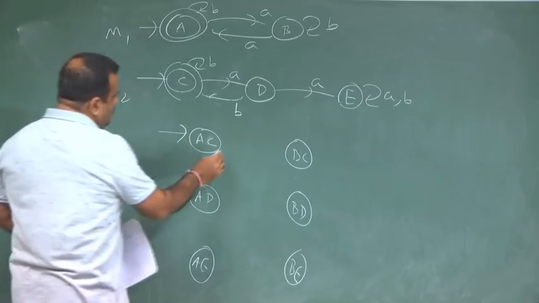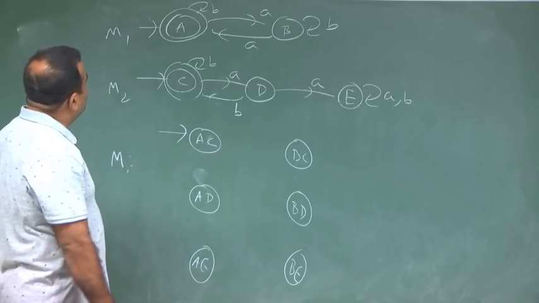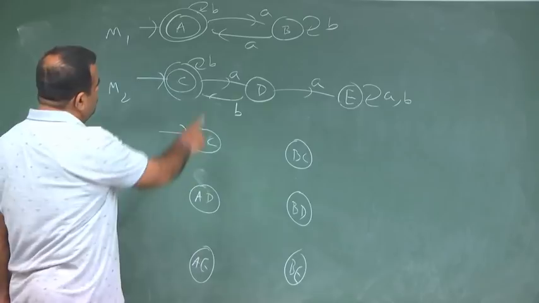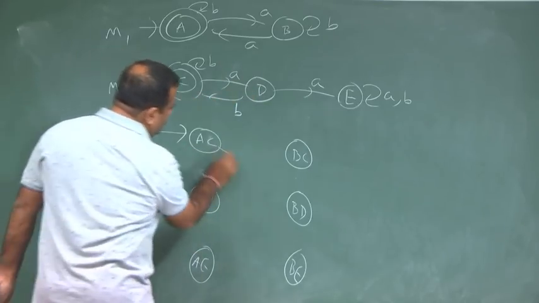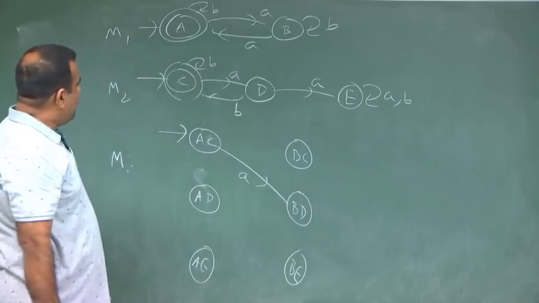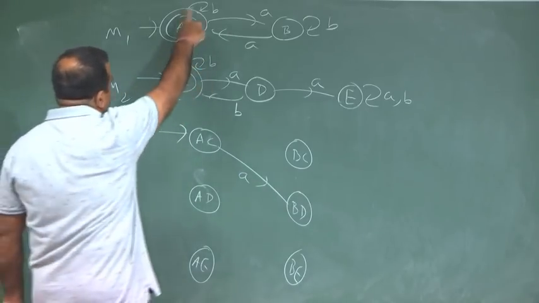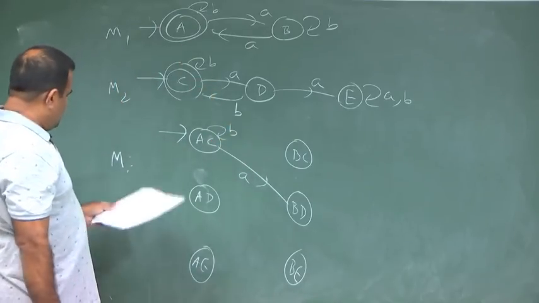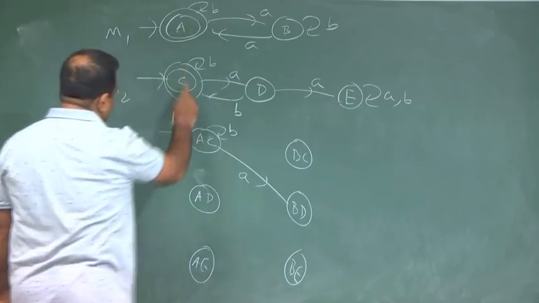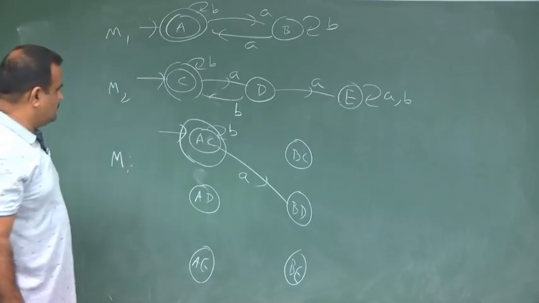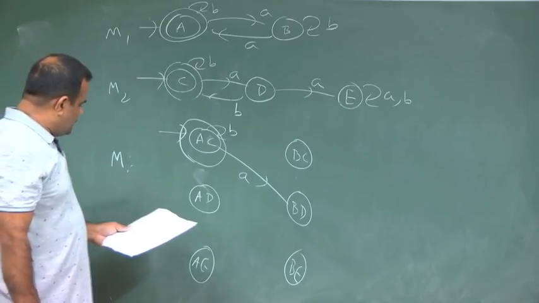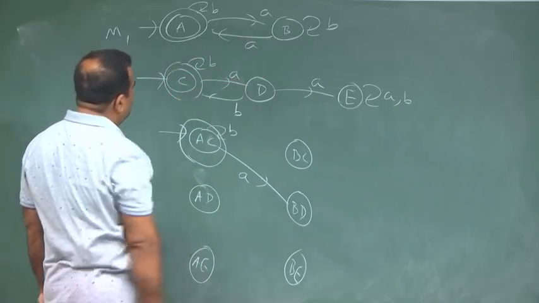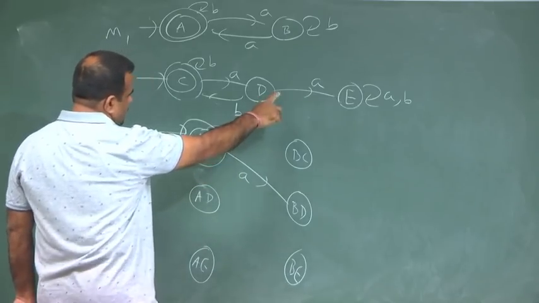Now, with AC, with A we are going to B in M1 and with A we are going to D in M2. So, BD. So, with A we are going here. Now, with B from AC we are going to A, and so with B we are going here. Now, who are the final states? The final state is this one, because this is the final state for this and this is the final state for this.